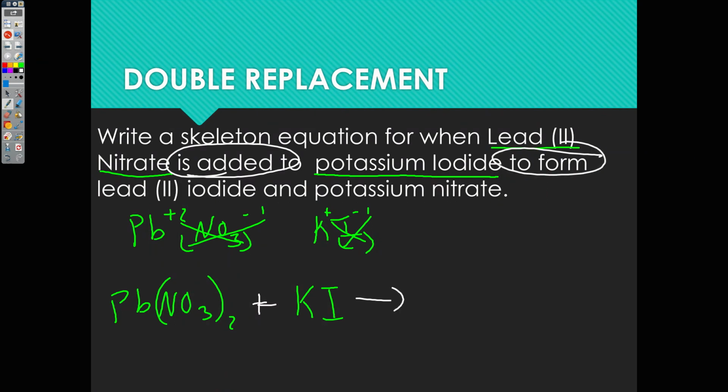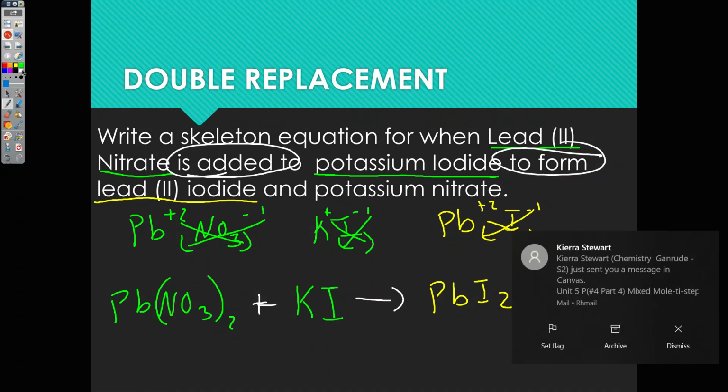That's going to be our arrow that separates. Then go ahead and try to write your products. Our first product is lead 2 iodide: Pb +2, I -1. They swap, so PbI2. The number one mistake people make on these is they want to just keep the subscripts. They want to write PbI because that's what is here. But every time, even with your products, you have to redo and write down your formulas.